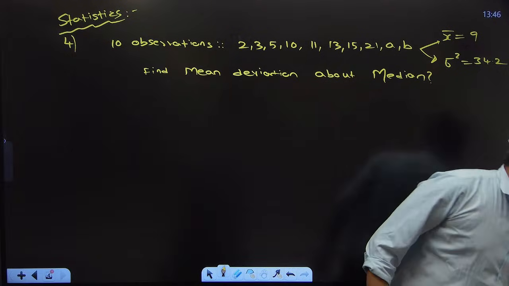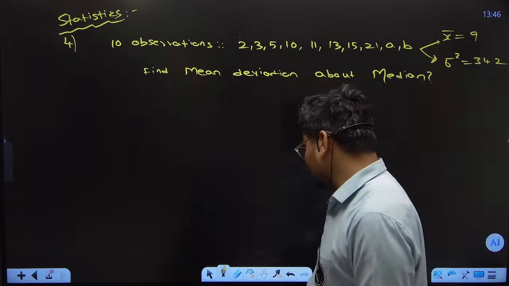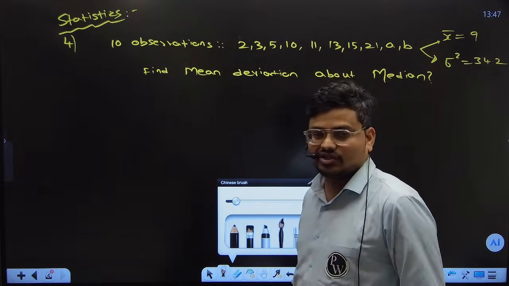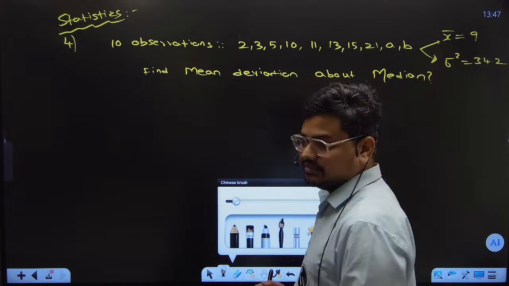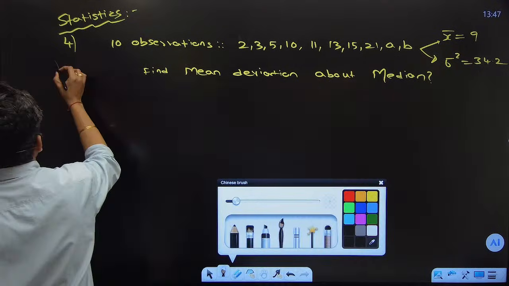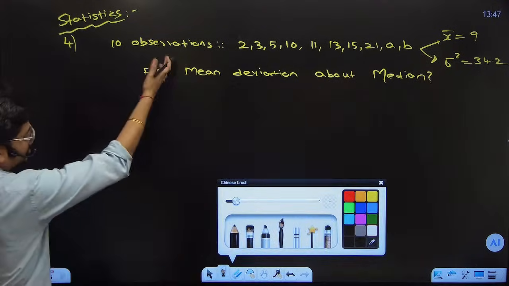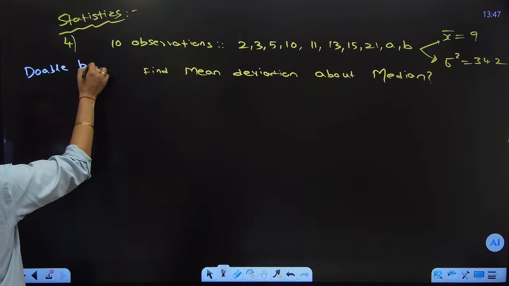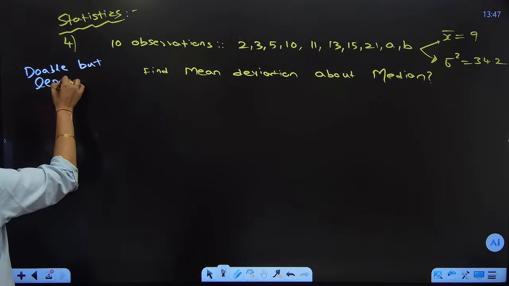The question seems very standard, and by looking at it I can understand it. The first thing is you have to figure out what A and B are. You will get two equations in two unknowns. Then again you have to find the mean deviation about the median. So it is a bit lengthy, but I would say it is a doable question.